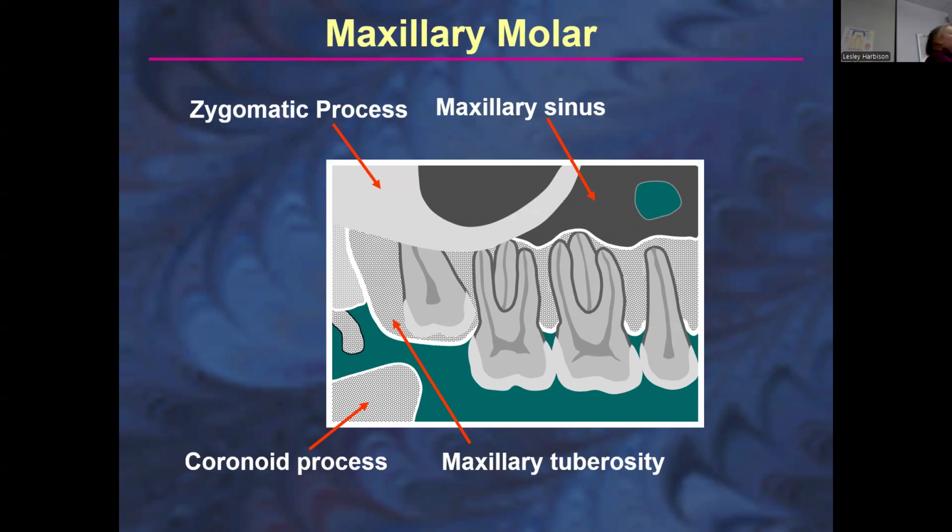And then the coronoid process. Where's the coronoid process? Mandible. It's the part that moves when you open your jaw. So the coronoid process is part of your mandible. The maxillary molar PA is the only shot where you might actually see a little bit of a mandibular structure, so that's really important to remember. This little funky triangle that's poking down here at the bottom, that's actually the coronoid process.